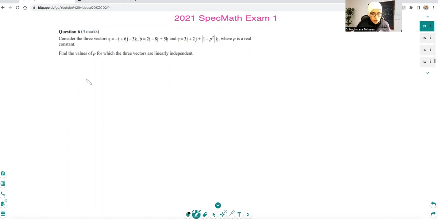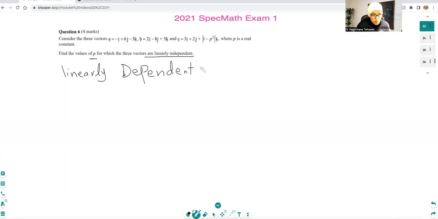So let's try to understand what is given. We have 3 vectors, A, B, and C, where P is a real constant. Find the value of P for which the 3 vectors are linearly independent. So we're looking for those P values which will make them linearly independent. Okay, so what is the condition we know when the vectors are linearly dependent?